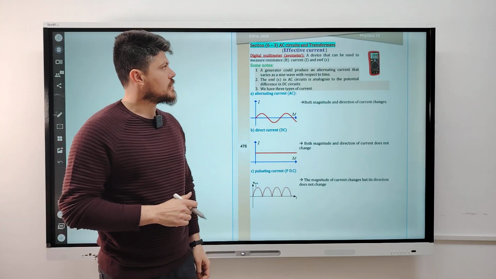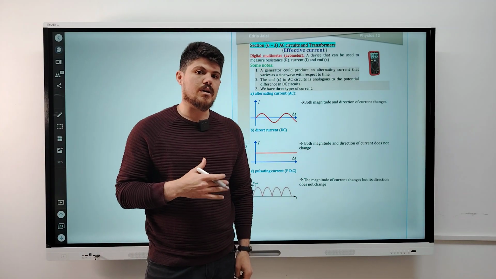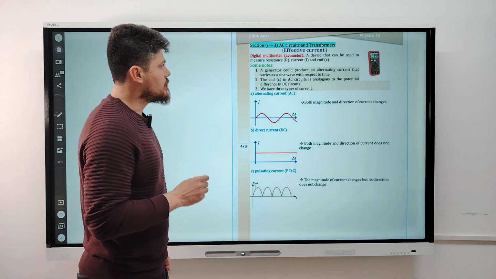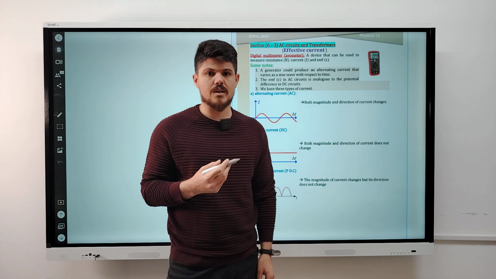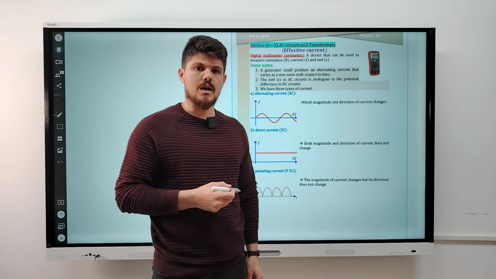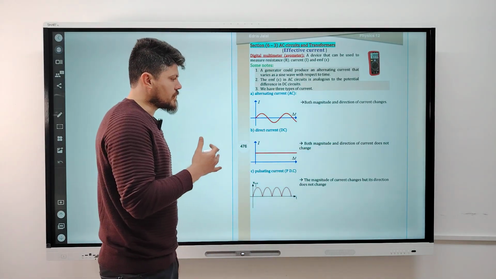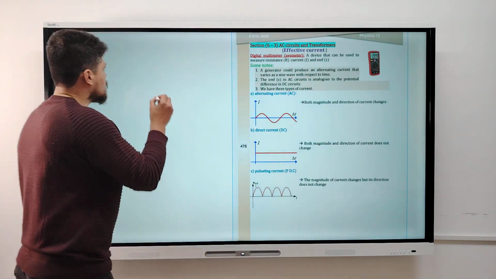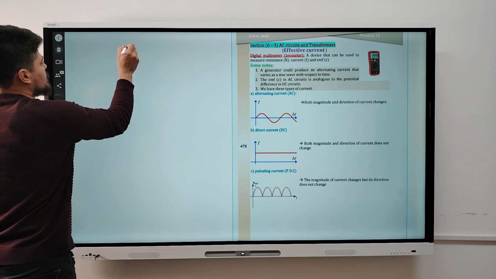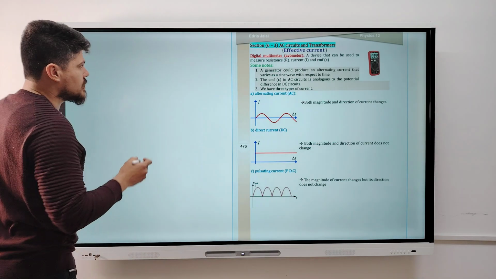The first topic here is the effective current or the RMS current. Okay, but before starting explaining about the effective current and the effective value of potential difference and current, I would like to tell you some information about the types of the current. Okay, so the types of current, we have three different types of current.